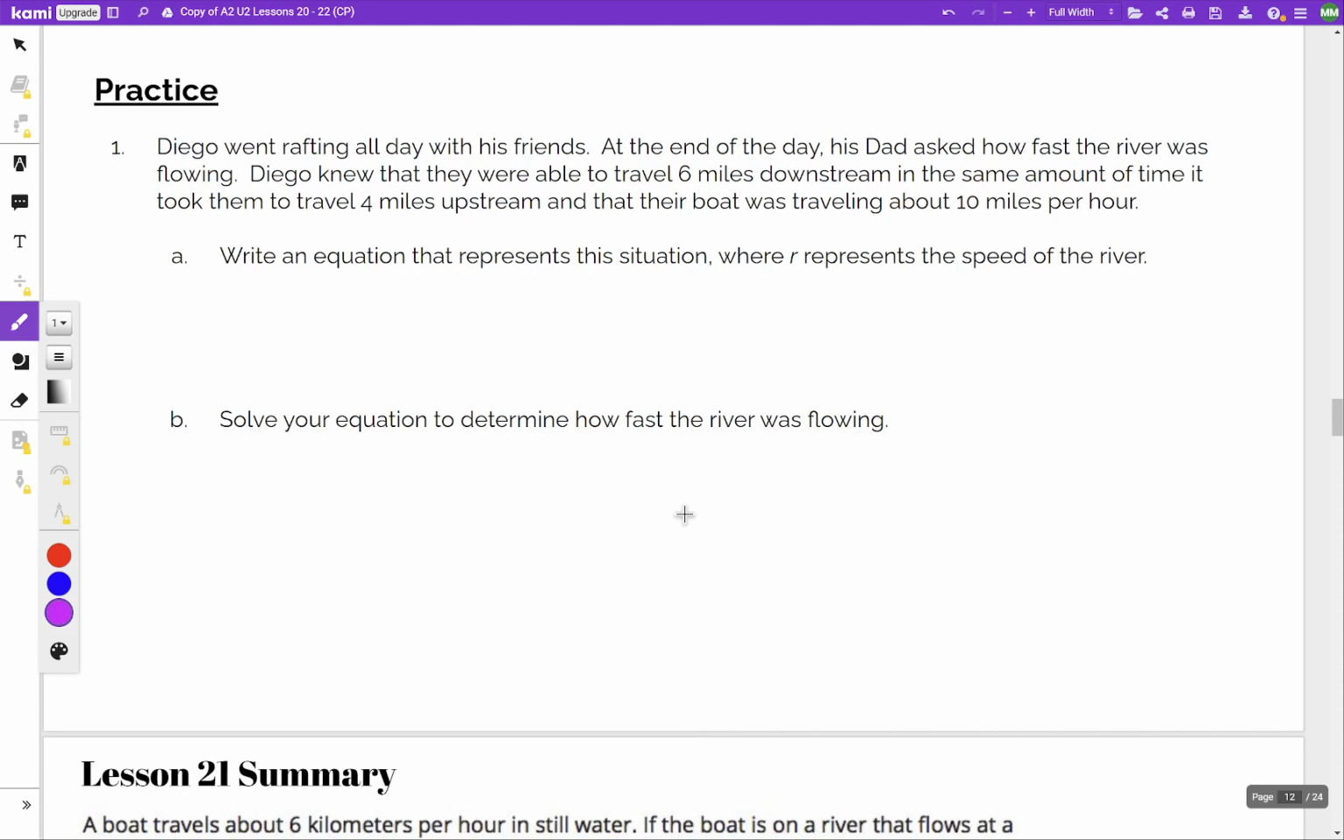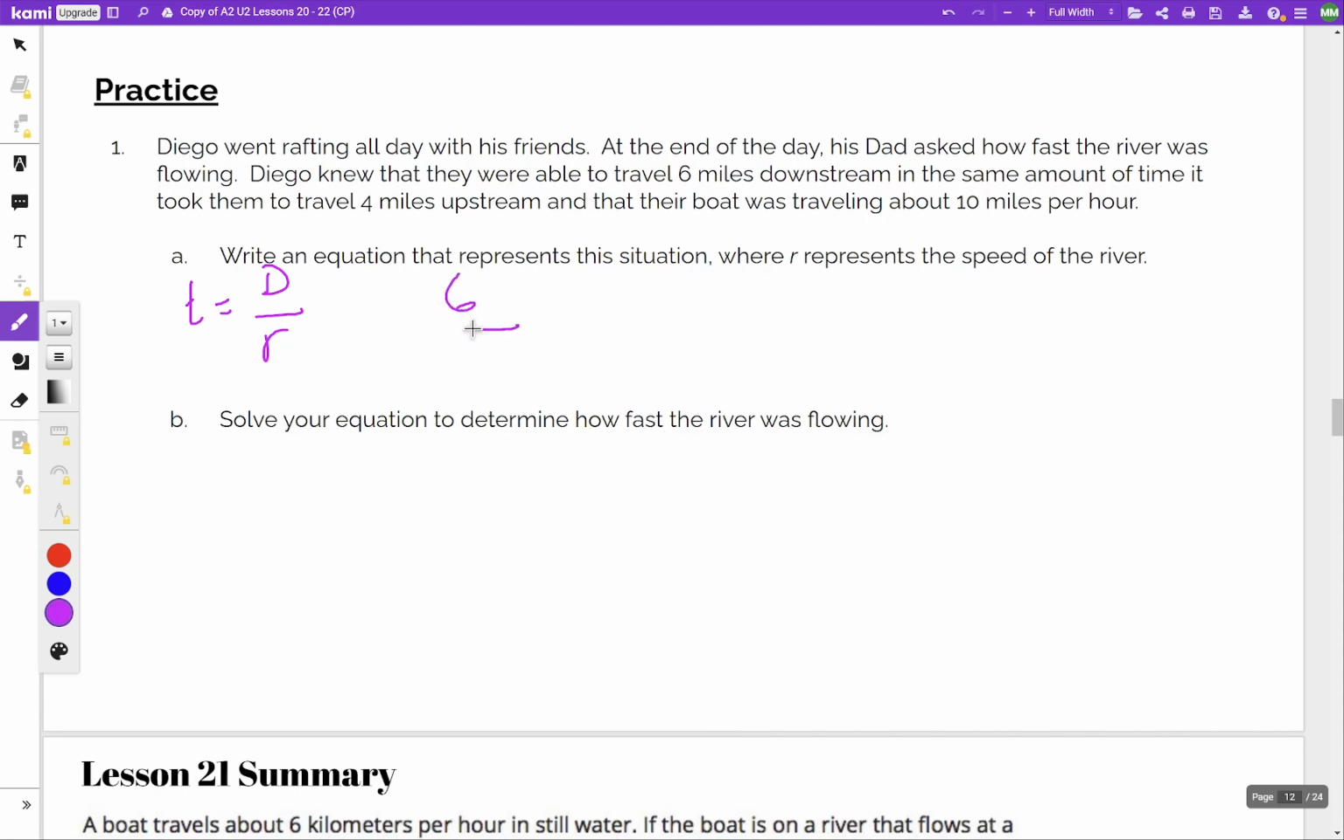Okay, let's write an equation. So here's the thing, folks. There's a very specific kind of word problem here called the upstream downstream problem. And the formulation of it will be the same as we did earlier. In the same amount of time, we are going to use the same relationship, time equals distance over rate. So he was able to travel 6 miles downstream in the same amount of time it takes them to travel 4 miles upstream. So downstream, 6 miles, right?